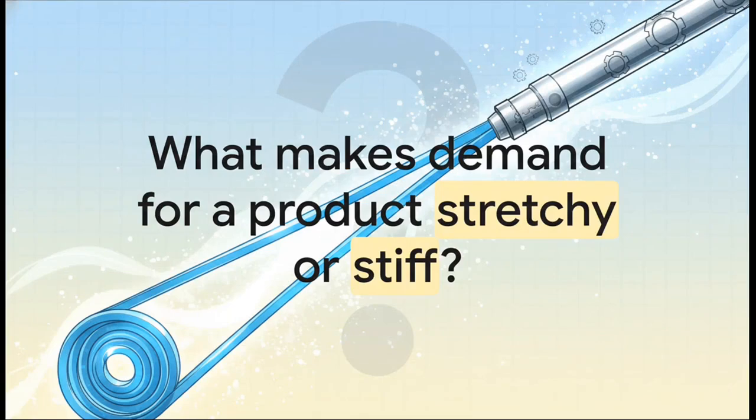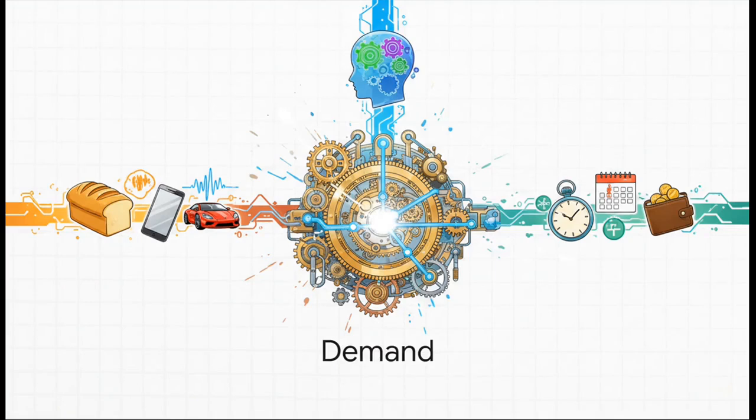So that's the what. But for me, the really fascinating part is the why. What actually makes the demand for something stretchy like a rubber band or stiff like a steel rod? What's behind all this? It really boils down to three big things. It's about the product itself, it's about your behavior, and it's about the context of the whole situation. Let's break down how each one of these pulls the strings.